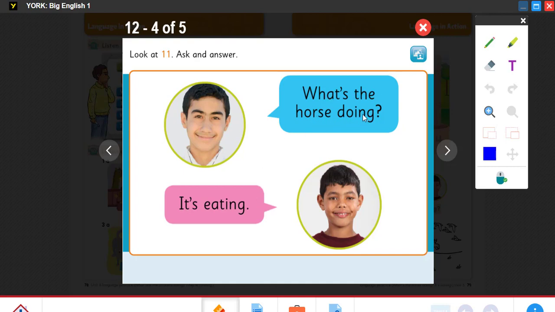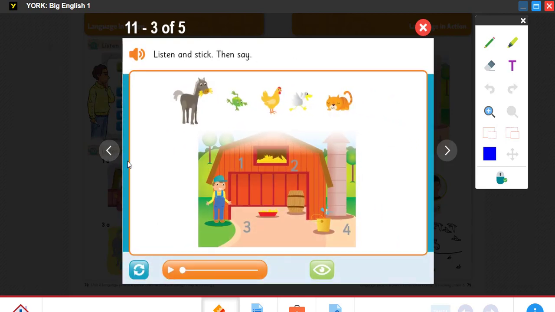What's the horse doing? Yes, it's eating. And if we look at question 11, what's the horse doing? Yes, it's eating. What's the frog doing? Yes, great answer, it's jumping. What's the chicken doing? Yes, correct, it's standing.